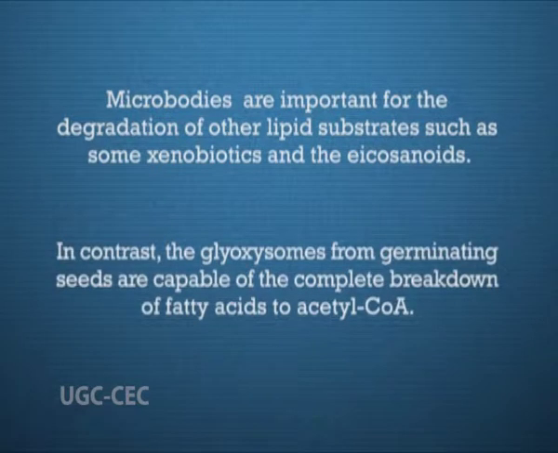In contrast, the glyoxysomes from germinating seeds are capable of the complete breakdown of fatty acids to acetyl-CoA. They also integrate this metabolism with the operation of the glyoxylate cycle, which allows plants, in contrast to animals, to synthesize sugars from acetyl-CoA. Leaf tissues also contain peroxisomes, and it is found that beta oxidation in leaves is always found in peroxisomes with significant activity in mitochondria in some circumstances.